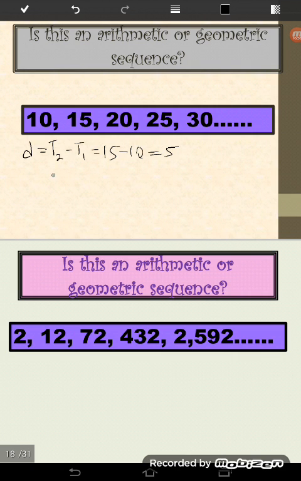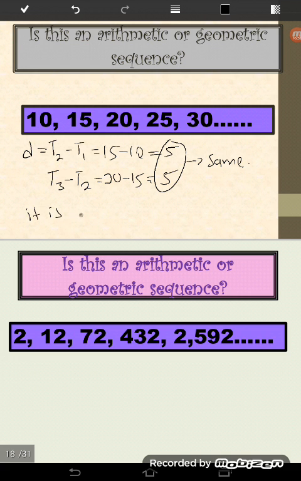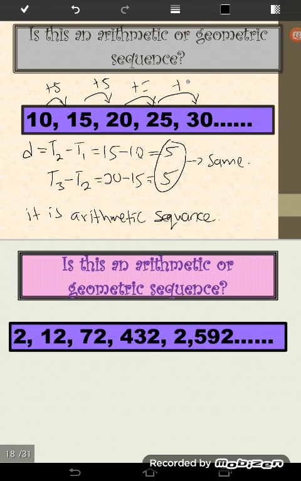Okay, so next try third term. So third term minus second term, the answer is also 5. Okay, so these two same kan? Sama. So bila same, we can conclude that it is arithmetic sequence. Okay. So kena samalah, tambah 5 and then plus by 5, and here also plus by 5, and here also plus by 5. Okay. Dia kena sama.